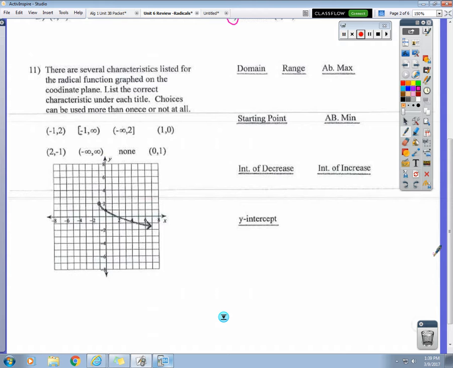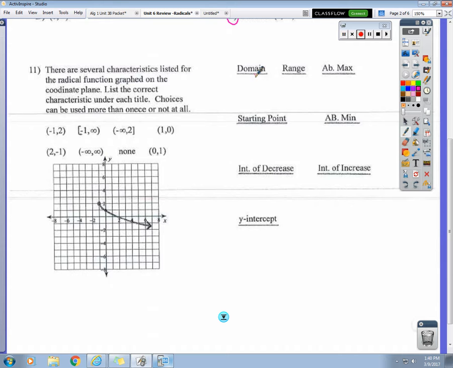Number 11. This is going to be one of those questions where you have a bunch of boxes and then you have things below that you have to pull up to the correct box. Okay? Well, these are always partial credit. So even if you can't get every box right, you're getting points for every one you get right. Okay, there are several characteristics listed for the radical function graphed on the coordinate plane. List the correct characteristics under each title. Choices can be used more than once or not at all.